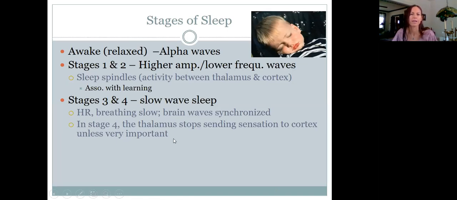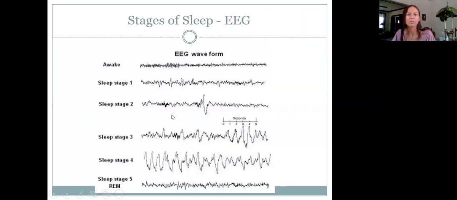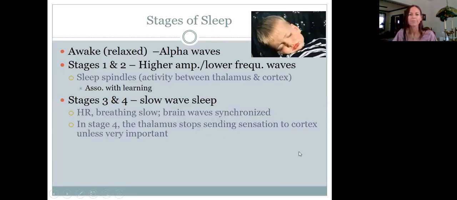When we're awake and relaxed, we've got what are called alpha waves. Those are those really choppy little waves, right? Even though we're pretty relaxed, our brain's pretty busy. In stages 1 and 2, we start to see, again, high amplitude relative to other stages and low frequency waves. Sleep spindles happen in stages 1 and 2. A sleep spindle is a little burst of activity that happens in stage 2, and we're going to see later on that those are associated with learning.